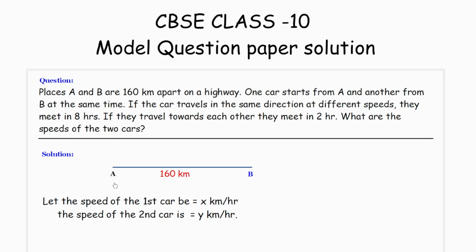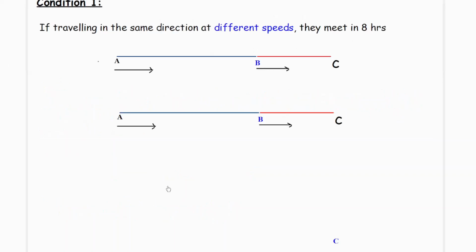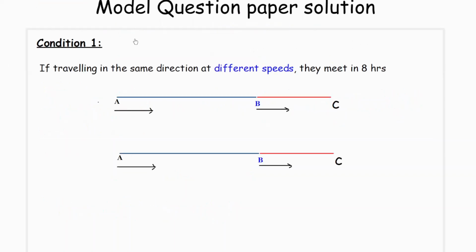So one car starts from position A and the other car starts from position B, and the distance between places A and B is 160 km. Now we have to find the speed of the cars. We can assign x as the first car's speed and y as the second car's speed. We have to fulfill the first condition: if traveling in the same direction at different speeds, they meet in 8 hours.